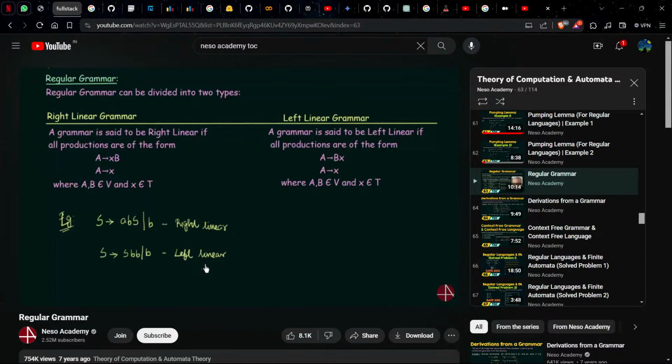I hope this made the concept of right linear grammar and left linear grammar clear to us, which are the types of regular grammar. We also understood the meaning of grammar, and we also saw the types of grammar according to Noam Chomsky's classification. I hope this was helpful to you. Thank you for watching, and see you in the next one.